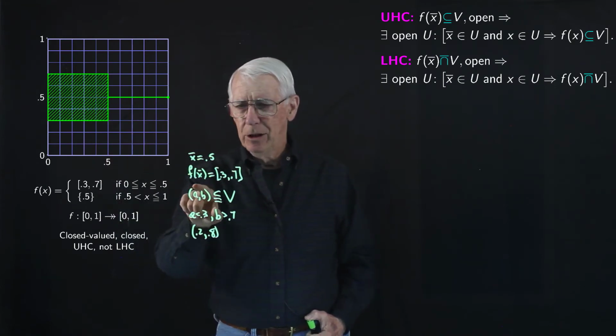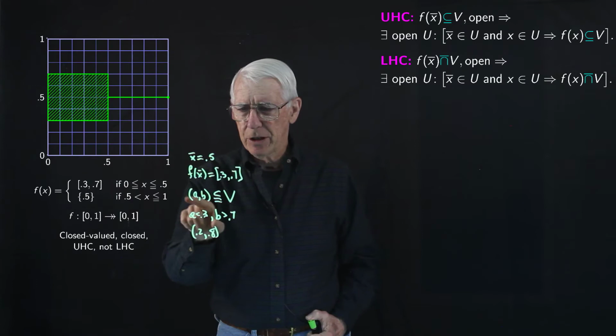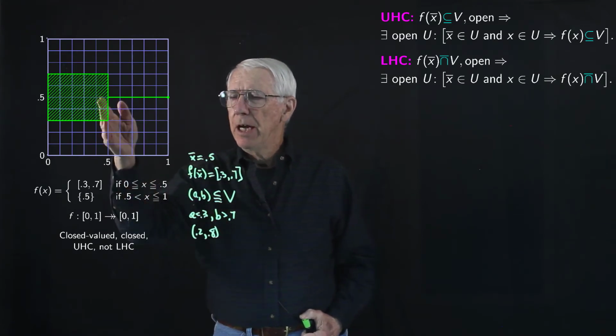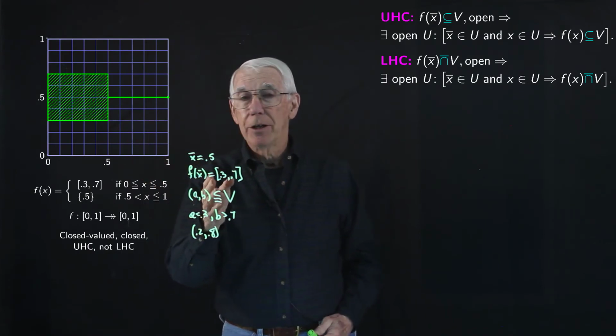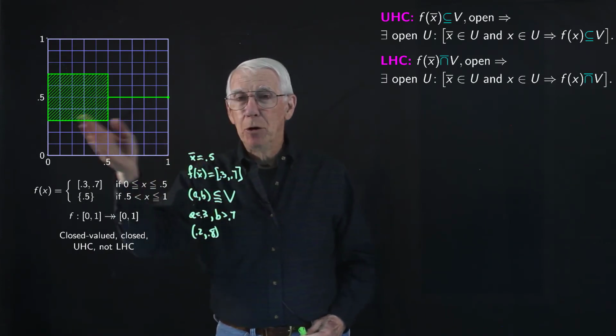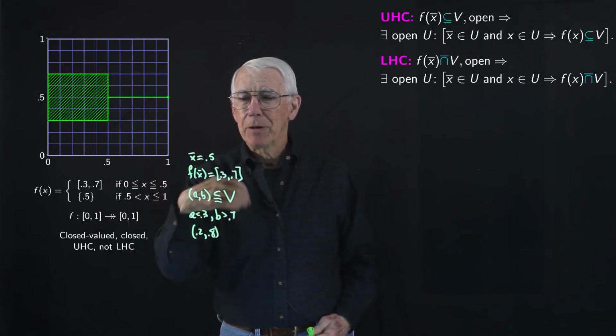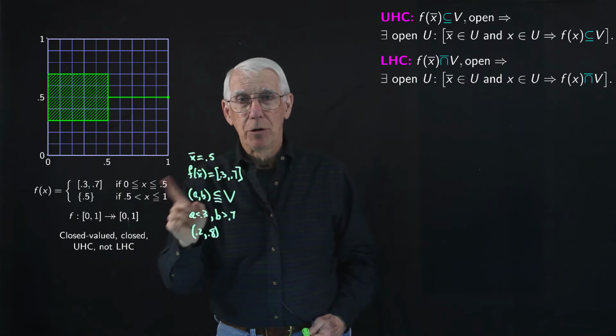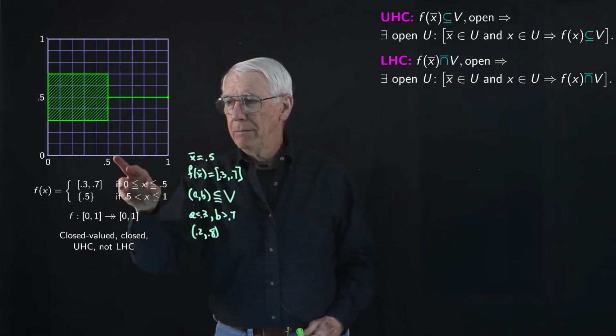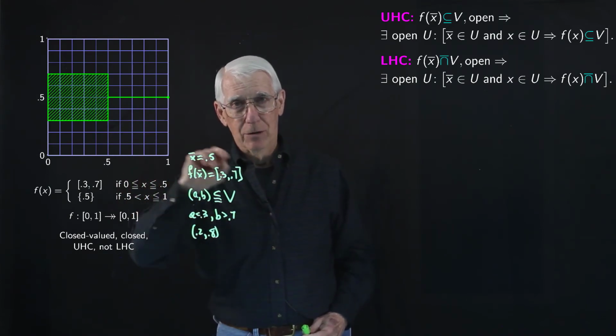Well, this set clearly isn't going to work. This set V isn't going to work here because it certainly intersects with f of x bar, in fact, contains it, as we've seen, but it's also, as we've seen, if we move to the left or the right, the V will still contain it, and so it'll still intersect it. So that won't establish that lower hemicontinuity fails here.